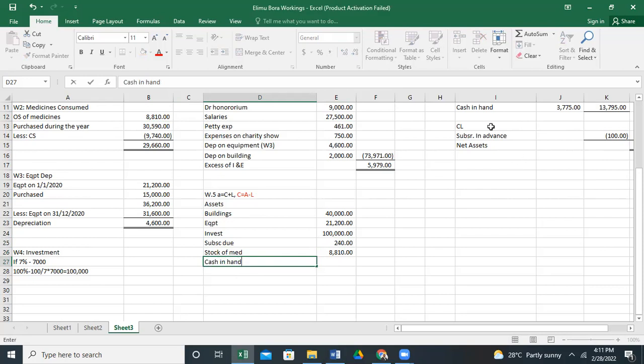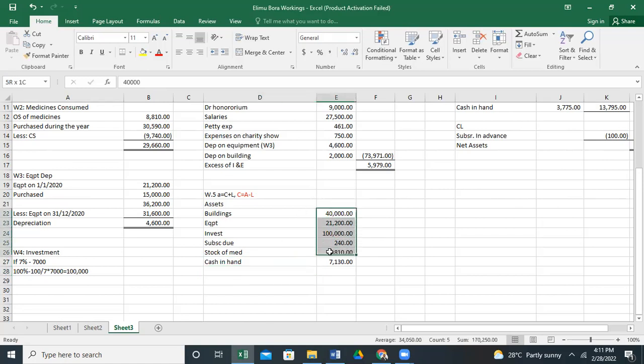Our cash in hand, the original was 7130, right? Our cash was 7130 at the start. Anything else? I don't know whether we have left anything. The total is 177,380.